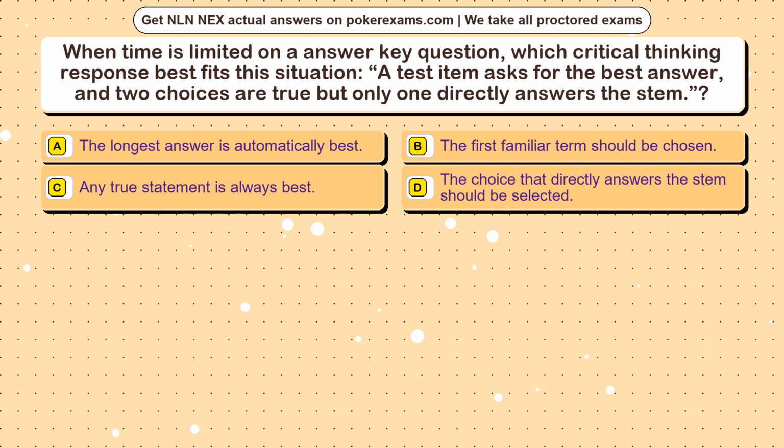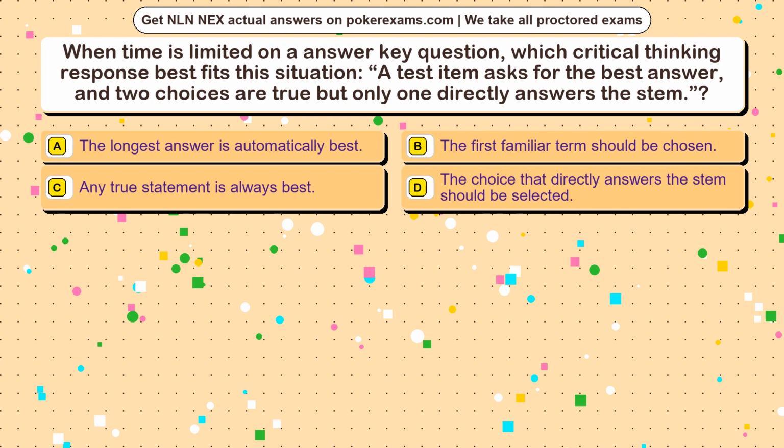Option A. The longest answer is automatically best. Option B. The first familiar term should be chosen. Option C. Any true statement is always best. Option D. The choice that directly answers the stem should be selected.